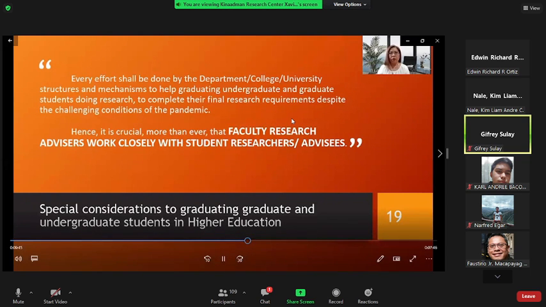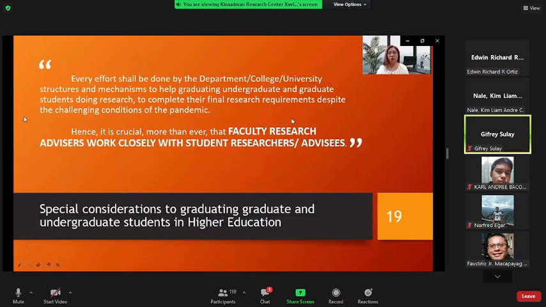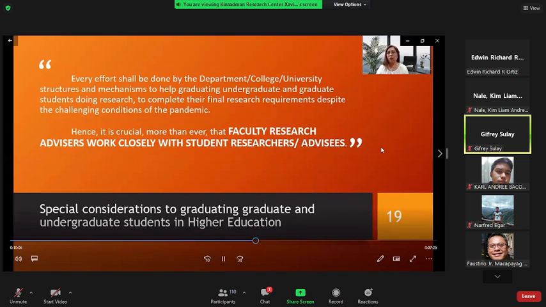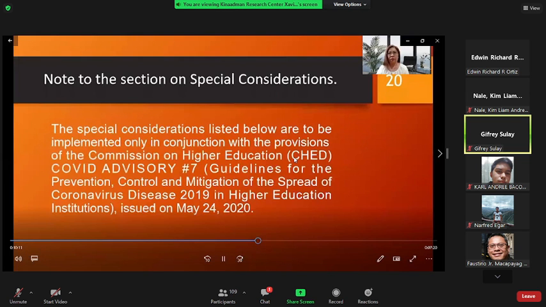More than ever, now during this time of the pandemic, every effort shall be made by the department, college, or university structures and mechanisms to help graduating undergraduate and graduate students doing research complete their final research requirements despite the challenging conditions of the pandemic. Therefore, faculty research advisors are enjoined to work closely with student researchers or advisees. Work closely, that's I think the term.